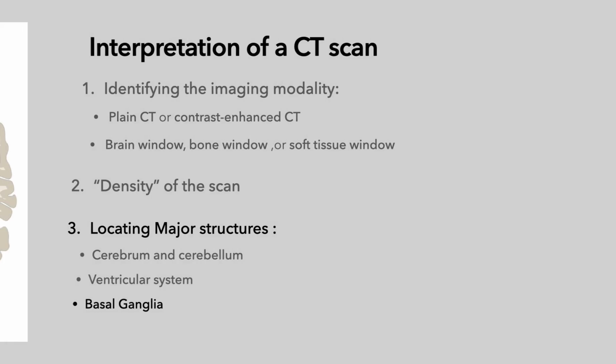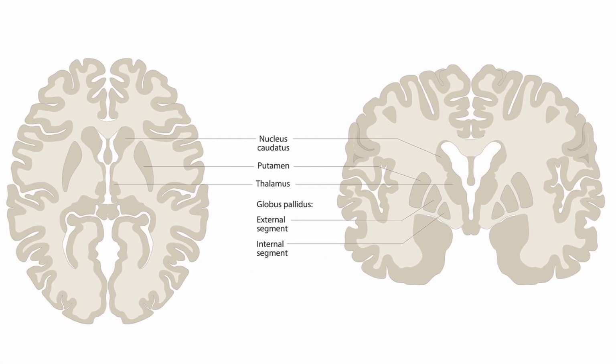Now we're going to move on to the basal ganglia. Here is an axial image on the left and a coronal image on the right. This is the caudate nucleus. It's lateral to the ventricle, the white part right here. This is the frontal horn of the lateral ventricle. I'm not going to get into details, but maybe in another video. This is the head of the caudate nucleus. This is the putamen, highlighted in red. The thalamus, highlighted in green.